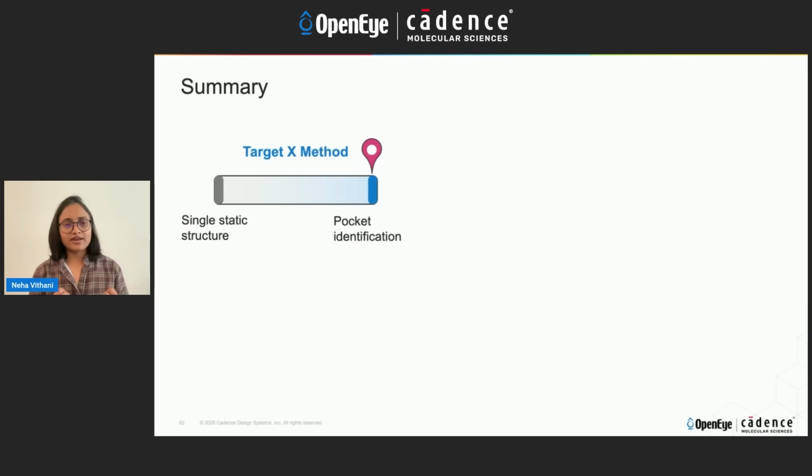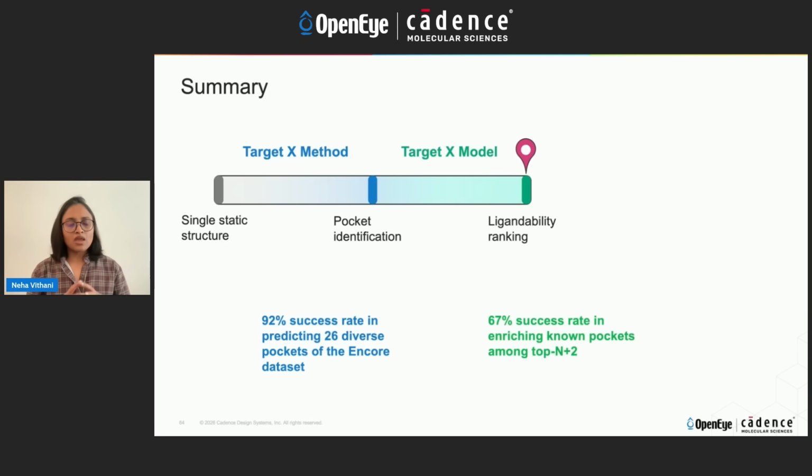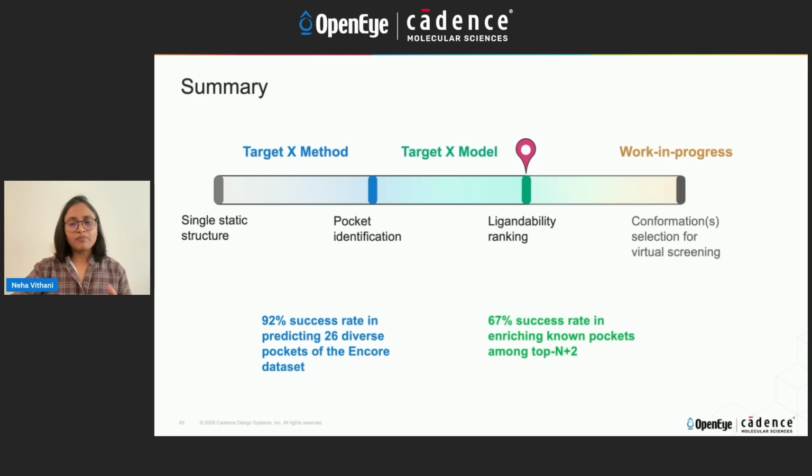To summarize, we have developed the TargetX method, which uses weighted ensemble MD simulations in the presence of Xenon probes to identify all kinds of pockets, and we achieved a 92% success rate when it was applied to the diverse dataset present in the ENCORE dataset. Finally, we have the TargetX model, which can rank these pockets based on their likelihood of binding to ligand molecules, which gives us a 67% success rate in enriching known pockets among the top 3.